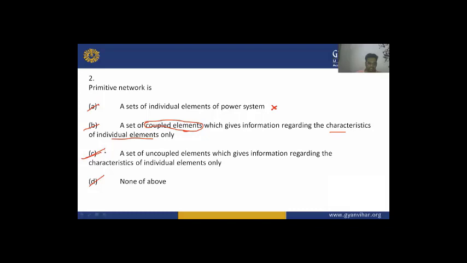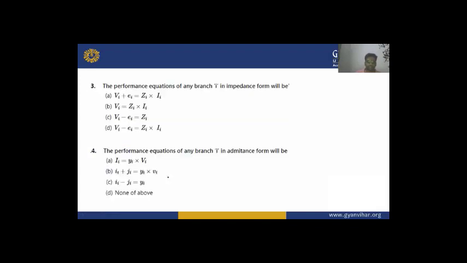So the correct answer is C. That is a set of uncoupled elements which gives the information regarding the characteristics of individual elements only. And this is not an option. I hope this is clear to you now. The next question is, the performance equation of any branch I in the impedance form will be what?